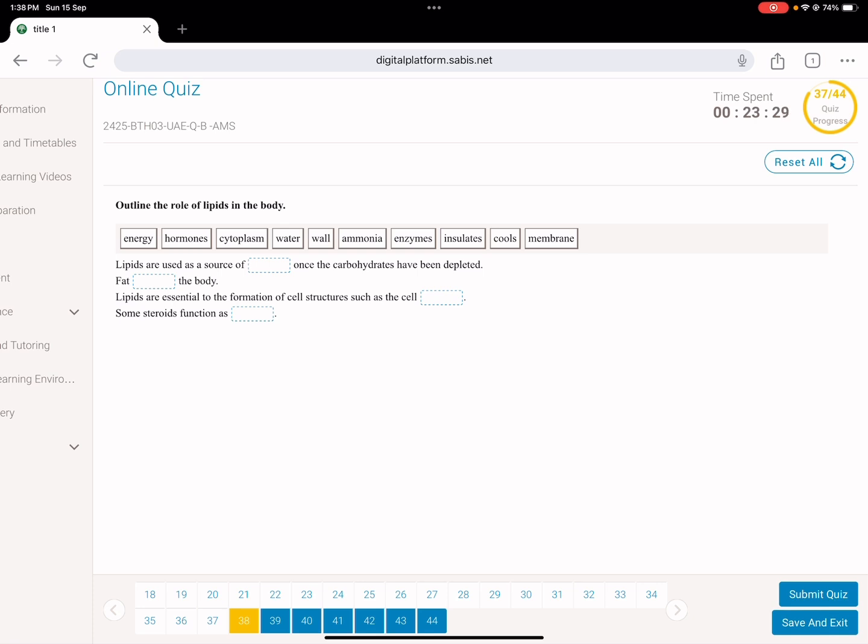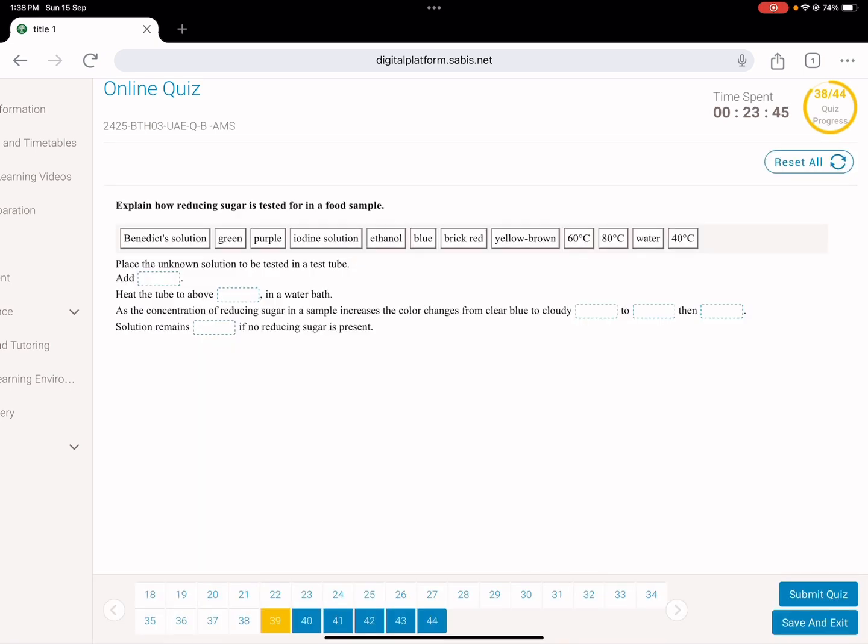Lipids are used as a source of energy, and fat always insulates the body. Lipids are essential for the formation of cell structures such as the cell membrane, and some steroids function as hormones. An example would be testosterone.